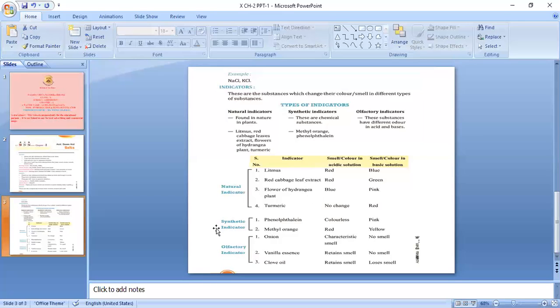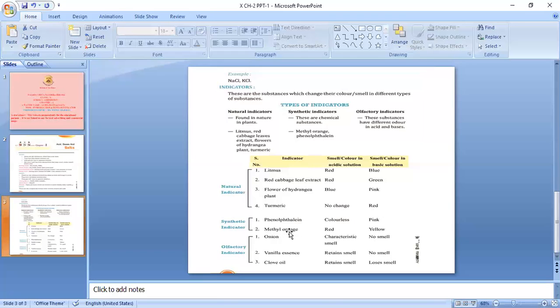Now let's talk of synthetic indicators. The first synthetic indicator is phenolphthalein. Phenolphthalein originally is colorless. When we add it in acidic solution, it remains colorless, no change in its color. But when we add this phenolphthalein indicator to a basic solution, the colorless indicator changes into pink. The color of the solution changes to pink, which shows that the sample is basic in nature.